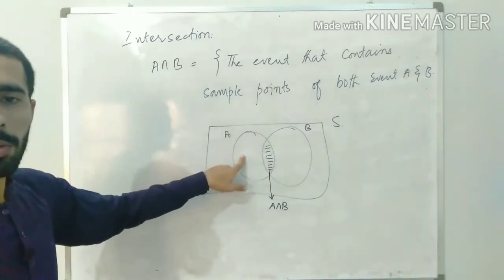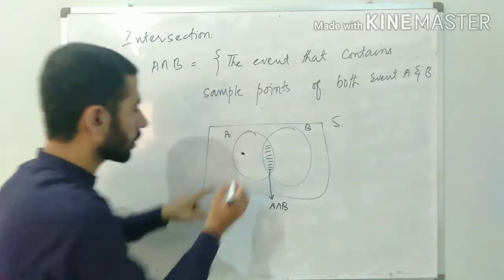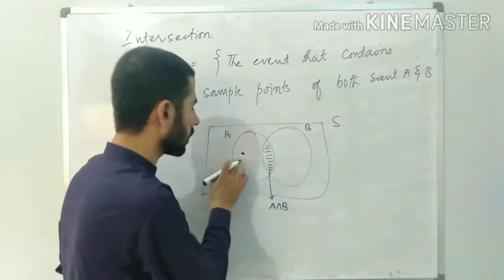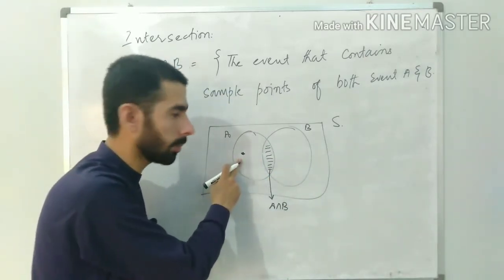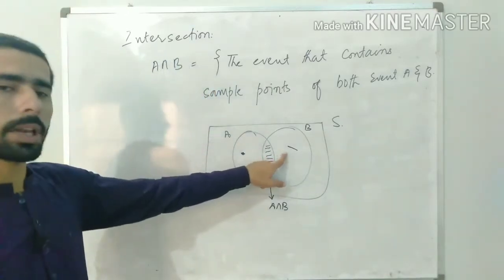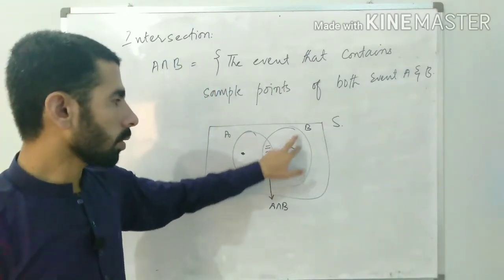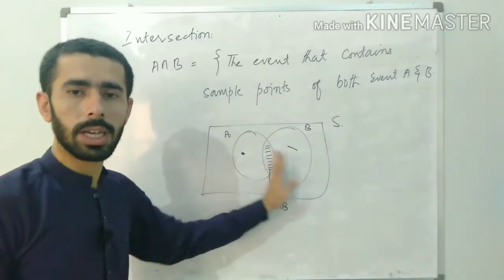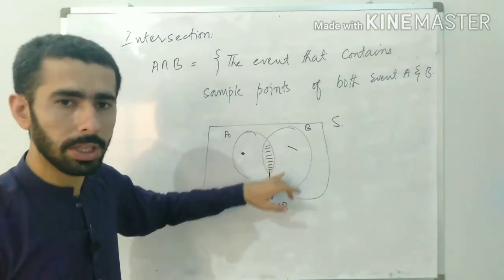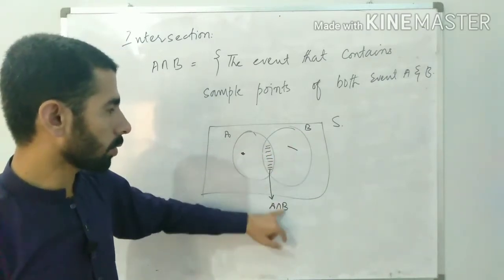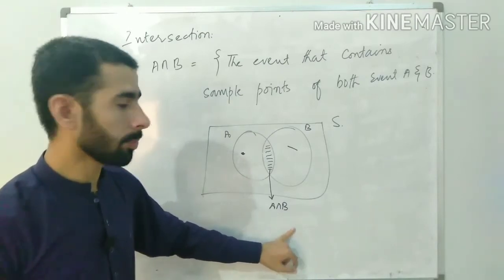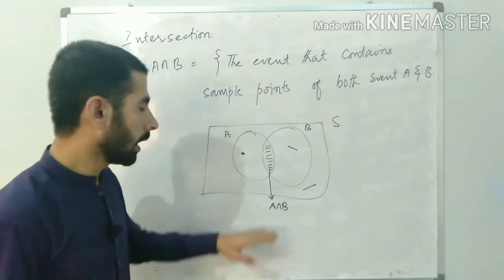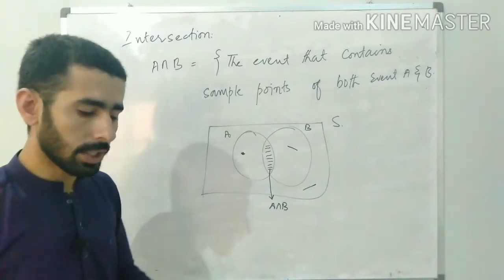If I take any outcome from this point, that outcome would be part of A, not part of A and B at the same time. So this would not be part of the A intersection B event. Similarly, if I take any possible outcome that is present only in event B, it is not included in event A, so this would not be a suitable candidate for the event A intersection B. Similarly, if I take any sample point outside A and outside B, that would also not be part of A intersection B.